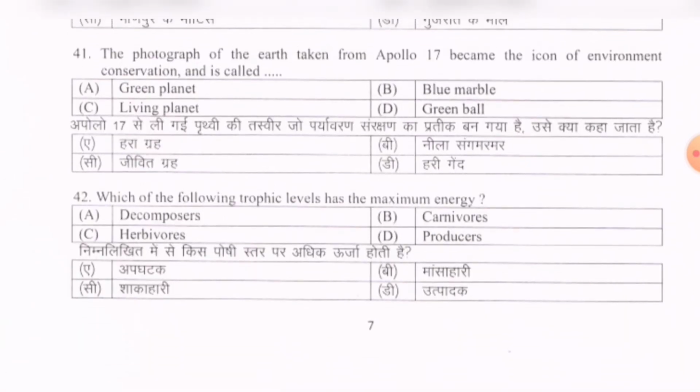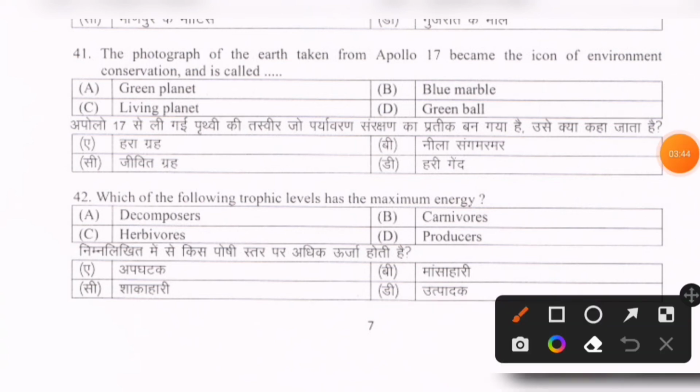The photograph of the Earth taken from Apollo 17 became the icon of environment conservation and is called. Options are green planet, blue marble, living planet, green ball. The correct option is blue marble. Let's see the next one.